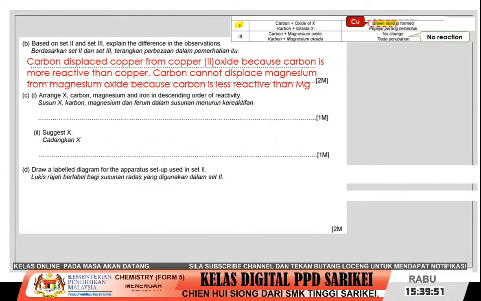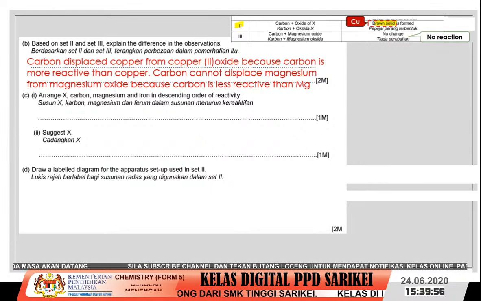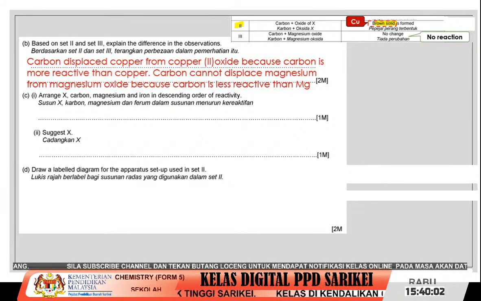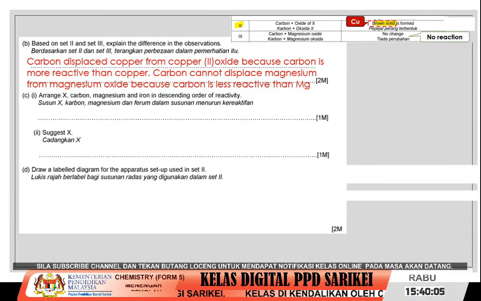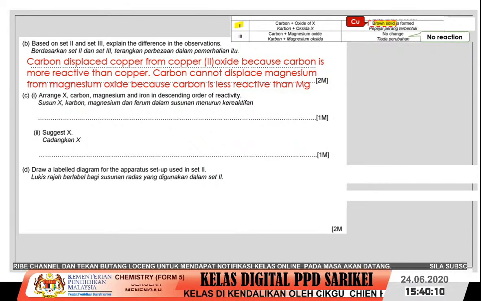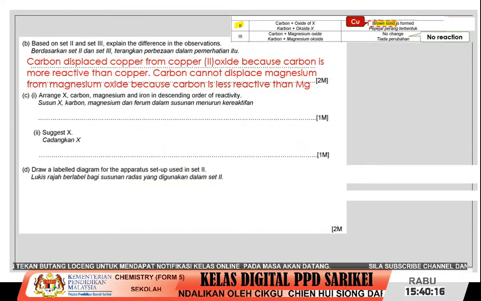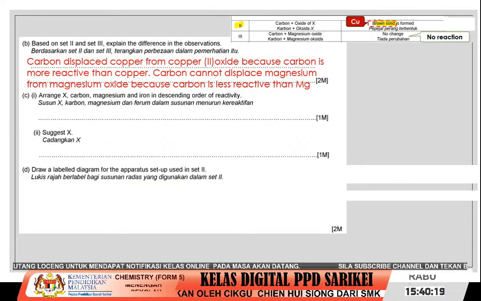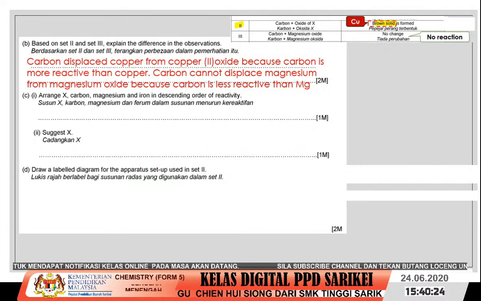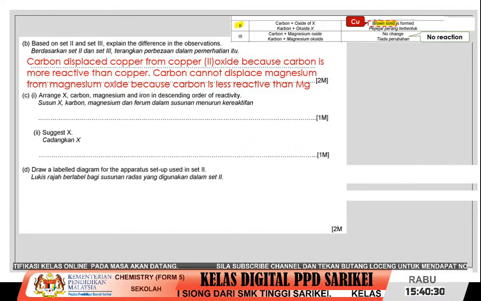Carbon displaces copper from copper(II) oxide. The explanation: carbon is more reactive than copper. And for set 3, carbon cannot displace magnesium from magnesium oxide because carbon is less reactive than magnesium. C1. Now arrange X, carbon, magnesium and iron in descending order of reactivity. Descending order means starting from the most reactive metal to the least reactive metal.